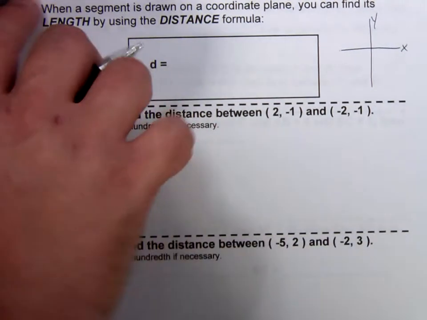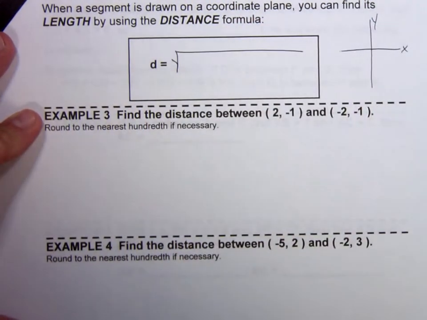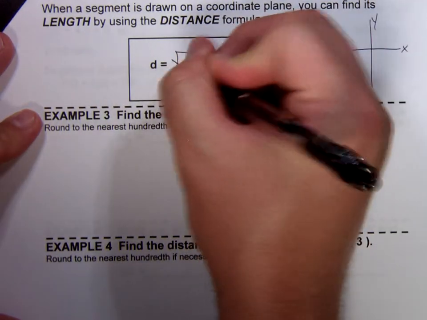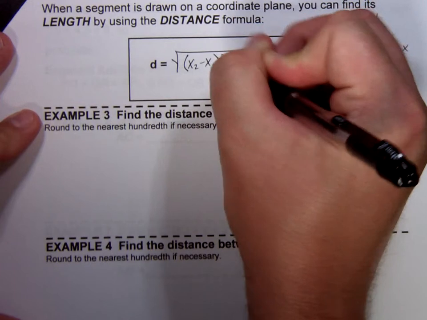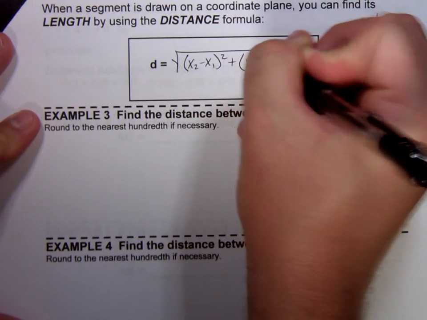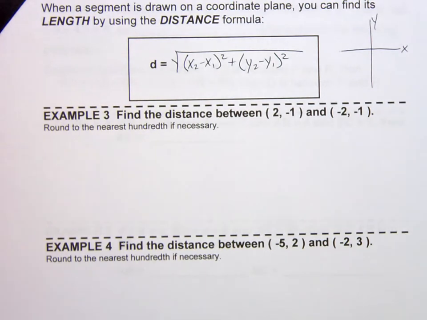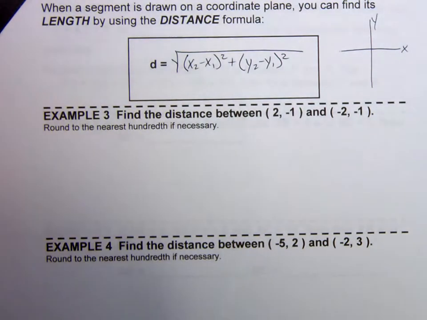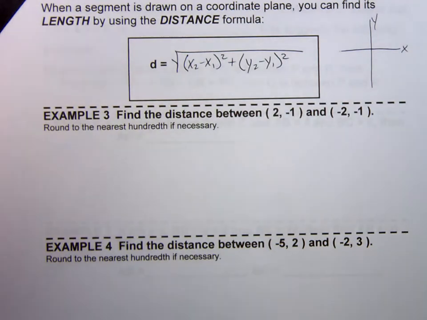Okay, so we have a different formula for this. So here's the distance formula when you're dealing in 2 dimensions on a coordinate plane. We got x sub 2 minus x sub 1, and that is squared, plus y sub 2 minus y sub 1 squared, and then we take the square root of that whole thing.